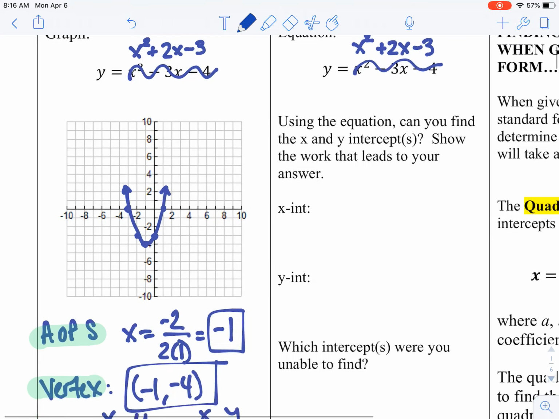So the next thing we need to do is, when we don't have a graph handy, can we find the x-intercepts and y-intercepts by just using our equation? Whenever you want to find the x-intercept, we are going to set y equals 0. And when you want to find the y-intercept, we're going to set x equals 0. That is good information to always know. So if we want to find the x-intercepts, we need y equals 0, and I need to solve for x.